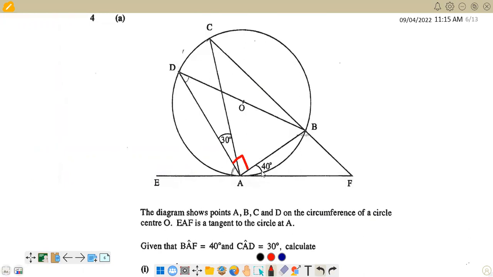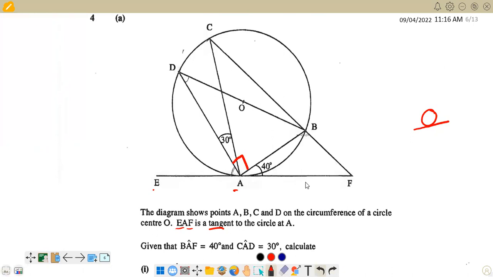Then we are given the angles 40 degrees and 50 degrees, 30 degrees actually, and a tangent to the circle here, which is EF. EF is a tangent, so remember a tangent is just a line that touches the circumference of the circle. So you also need to know the theorems that you have when you're dealing with tangents.